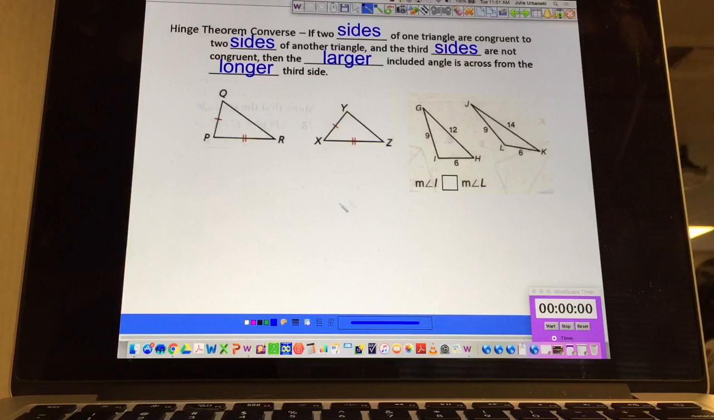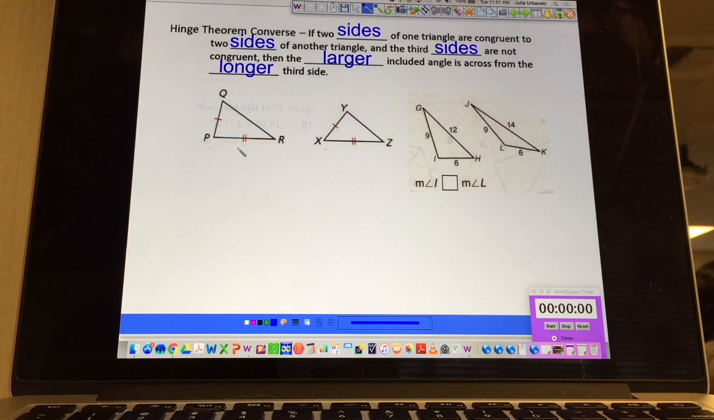Next one, fill these in. It's just backwards. If two sides of one triangle are congruent to two sides of another, but the third side is not congruent to the other, then you'll find the larger included angle across from the longer side. So, in this case, these two sides are congruent to each other. Look at the angle in between.